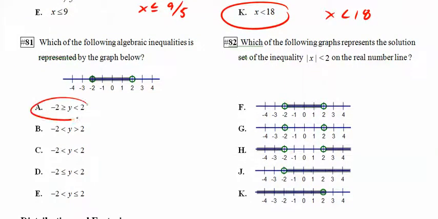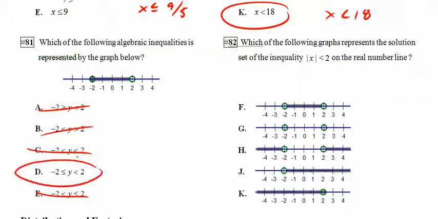Remember that the signs have to be in the same direction. So here they aren't, so get rid of that one. Okay, at least these three are possible. We have a solid dot over -2, so it's got to have less than or equal. So get rid of the open dot at 2. Good. It's D.